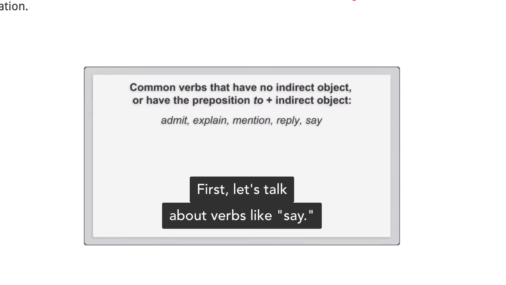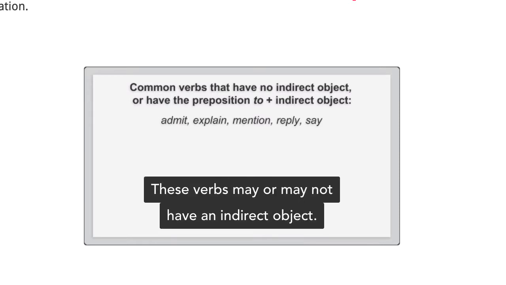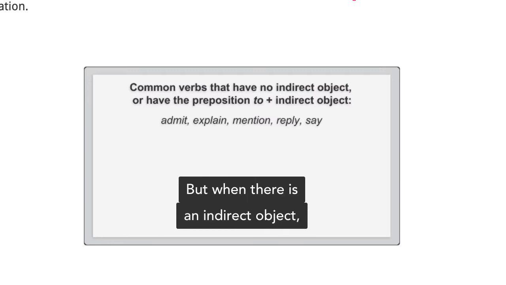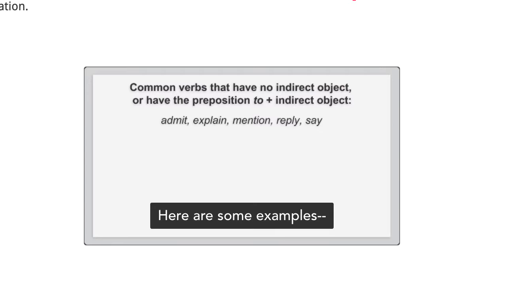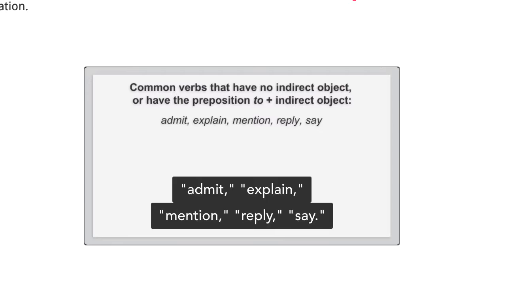First, let's talk about verbs like say. These verbs may or may not have an indirect object. But when there is an indirect object, it always follows the preposition to. Here are some examples. Admit, explain, mention, reply, say.